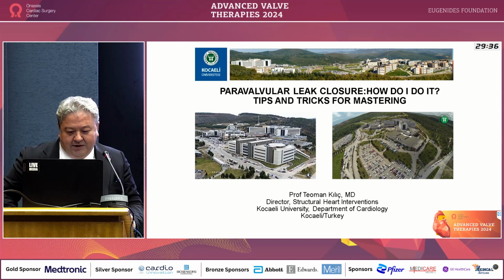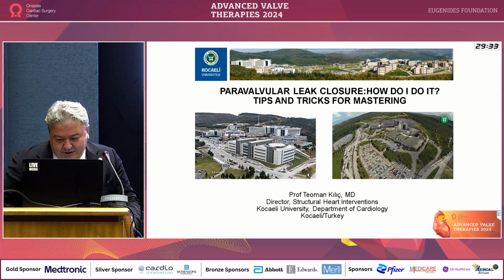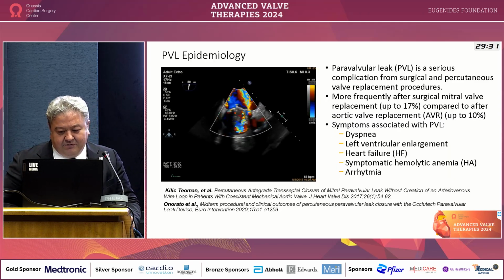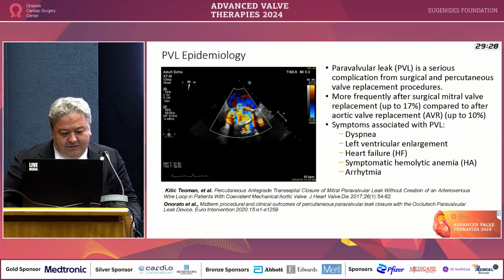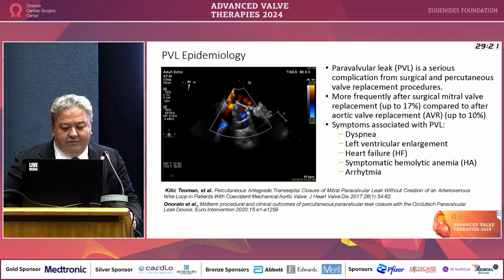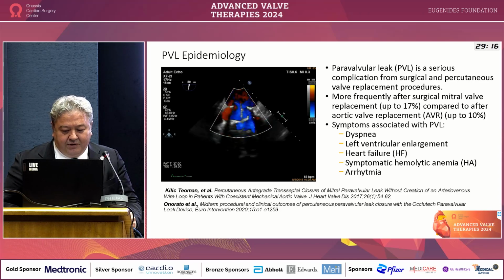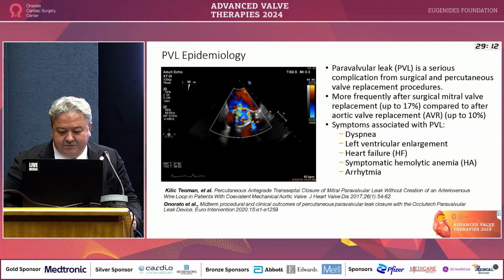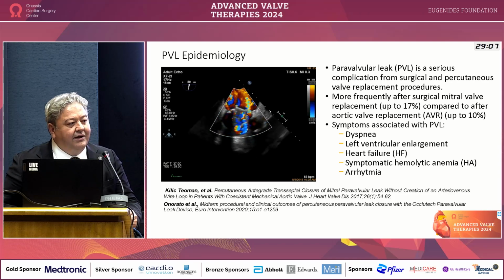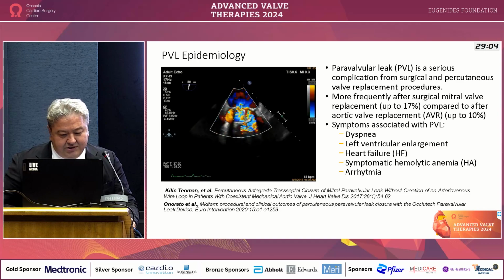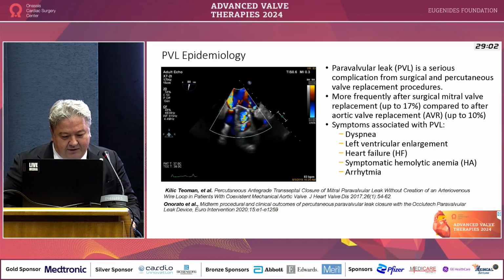I want to speak today about paravalvular leak closure: how I do it, and tips and tricks for mastering it. These were all discussed, but it's a serious complication from surgical and percutaneous valve replacement procedures, and more frequent after surgical mitral valve replacement compared to aortic valve replacement. The symptoms are dyspnea, left ventricular enlargement, heart failure, and symptomatic hemolytic anemia. Heart failure and hemolytic anemia are the main indications for closure of paravalvular leaks.